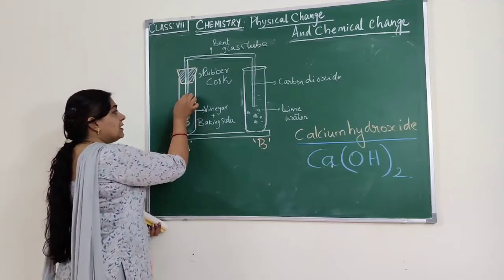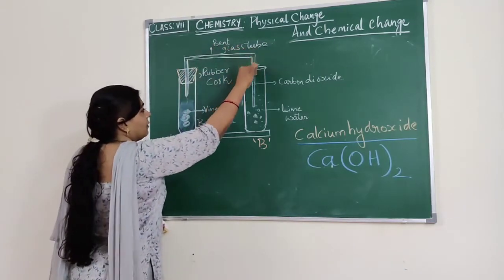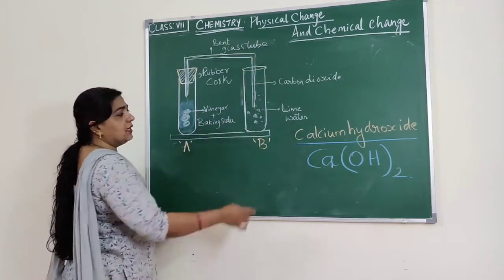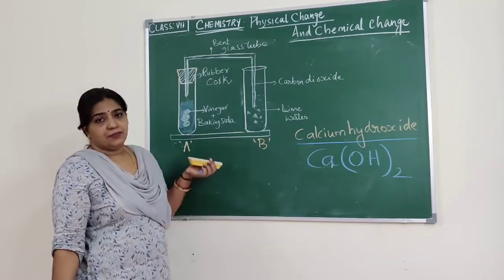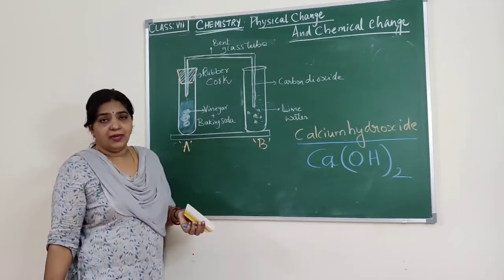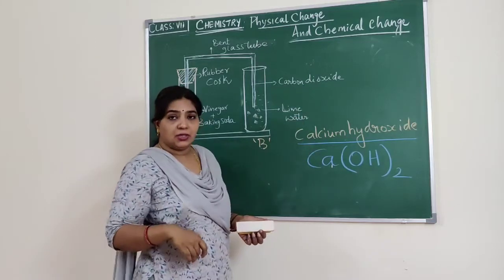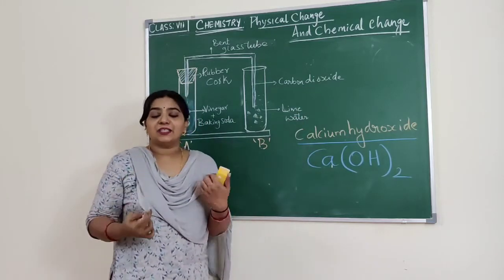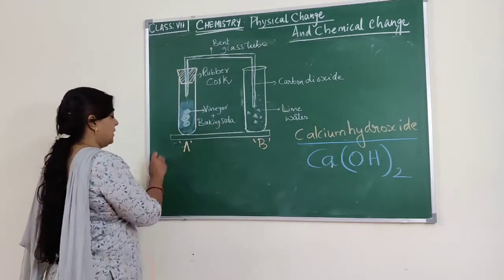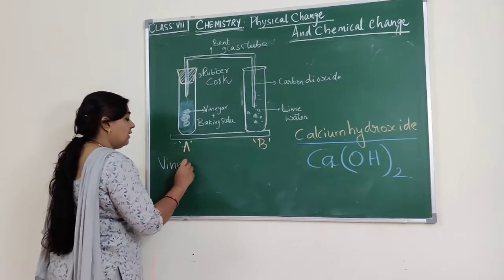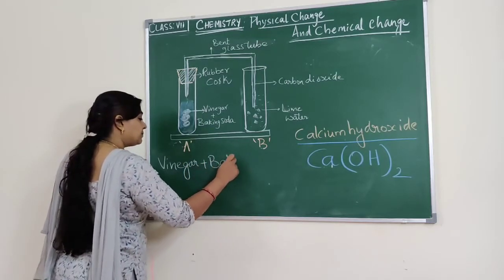Whatever gas is released will pass through this bent glass tube and reach this solution, that is lime water. Which gas is released? That is carbon dioxide. When carbon dioxide reaches calcium hydroxide, a reaction takes place. Here also a reaction takes place, right? We know very well, vinegar reacts with baking soda.